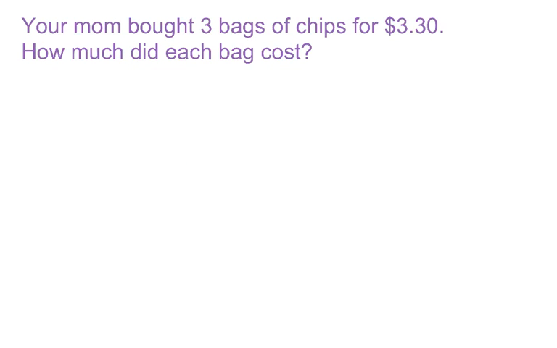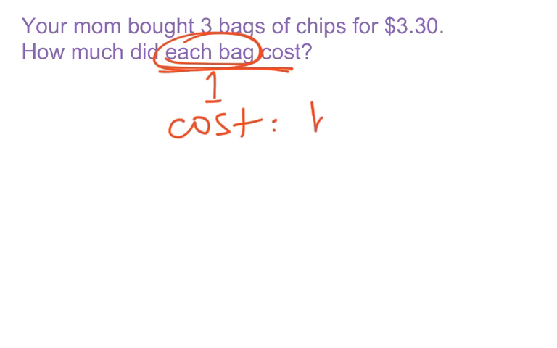Let's go ahead and have you guys try an example. So it says your mom bought 3 bags of chips for $3.30. How much did each bag cost? So each bag, see this phrase, each bag. So this is our one, so we're looking at cost, and then we're looking at bags. Our goal is to figure out how much it costs for one bag. So go ahead and try and solve this. Try and figure out the cost per bag. Once you think you have an answer, hit the play button and check your answer with mine.